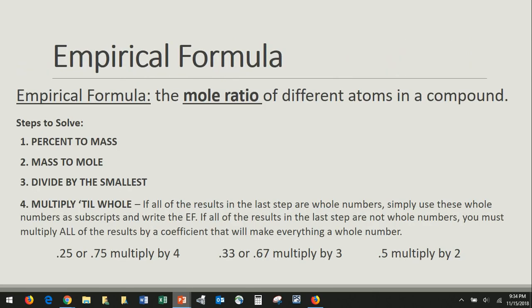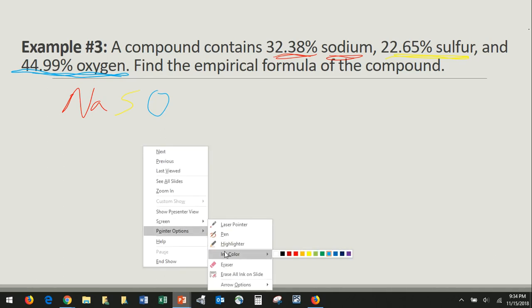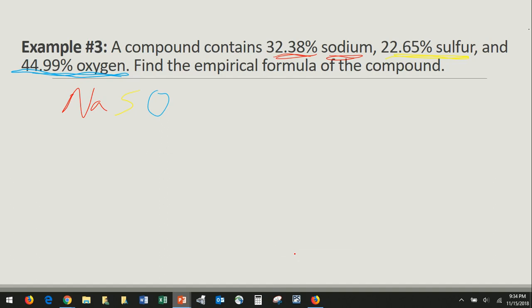And the steps to do this are you convert the percents to mass. And the way you do that is just taking literally the percents and making a mass. And we can do that because if we assume we had 100 grams of substance, and 32.38% is sodium, then 32.38 grams would be sodium. The way I tell you to think about that is if you take a test with 100 questions and you get 32 right, then you would get a 32%, right?